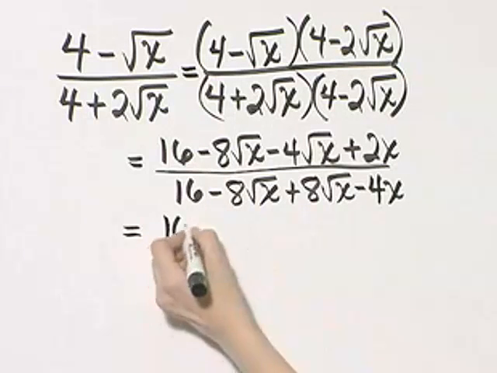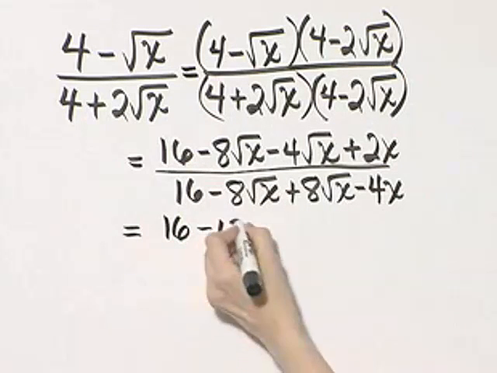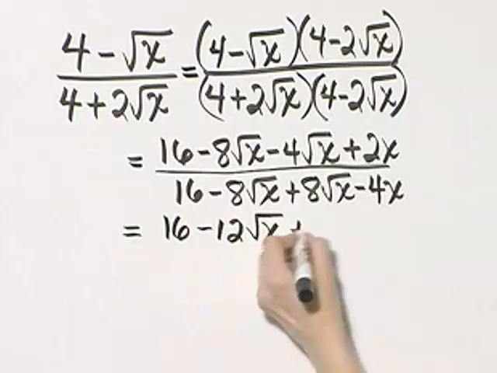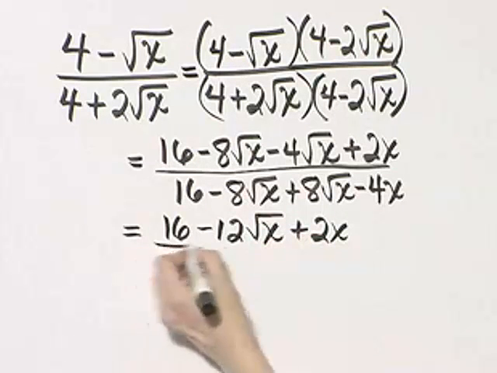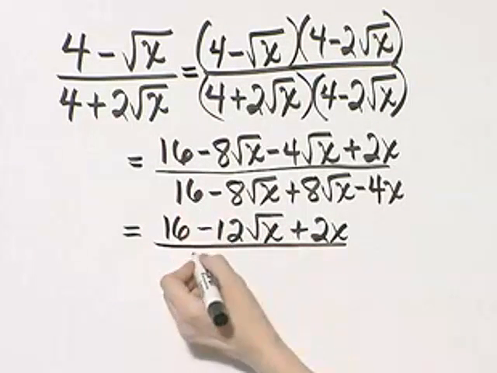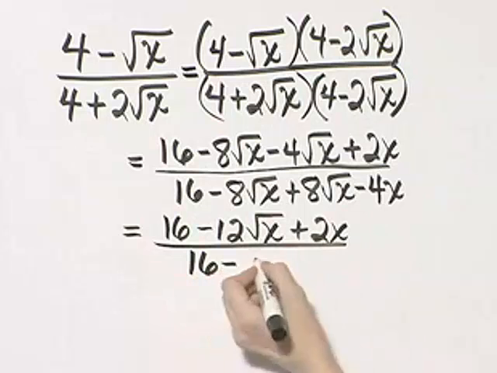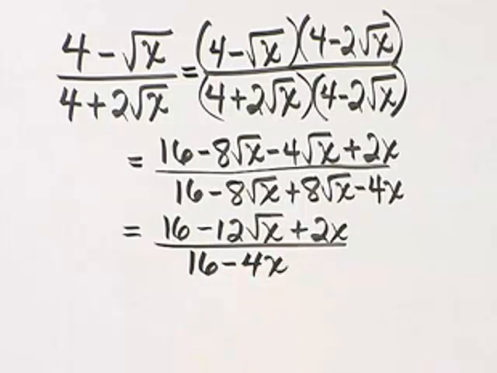I have 16 minus 12 square root of x plus 2x in the numerator. In the denominator, notice I have 16 minus 4x. These terms subtract out. Is there any other simplifying that can be done? The answer is yes. Notice there's a common factor of 4 here in the denominator that can be factored out, and let's see what we can factor out in the numerator.